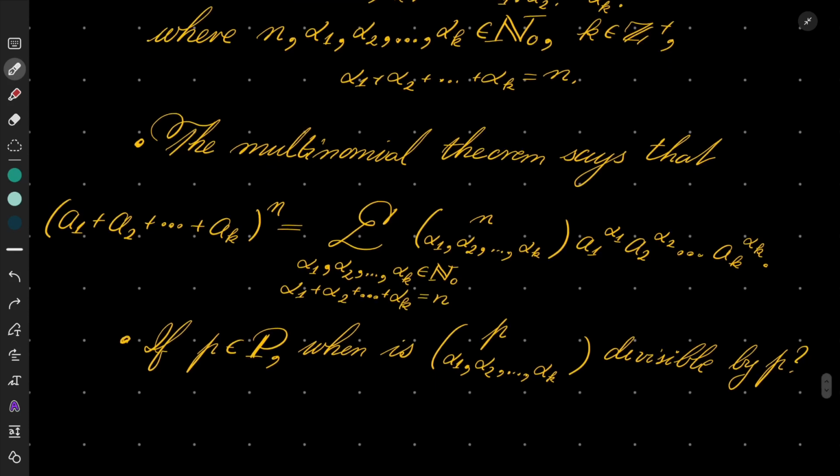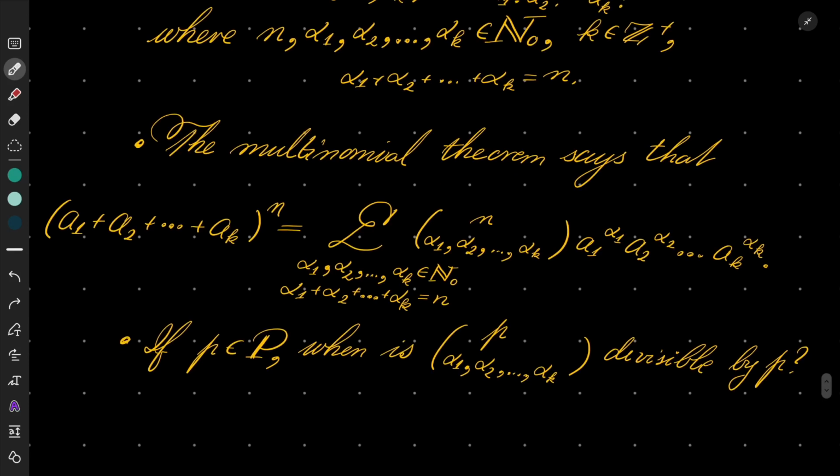And finally, think about if p is a prime. Think about when this multinomial coefficient, p choose alpha 1, alpha 2, and so on, alpha k, is divisible by p. And so give this problem a try and I will see you in just a minute.